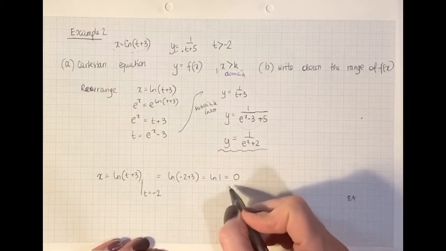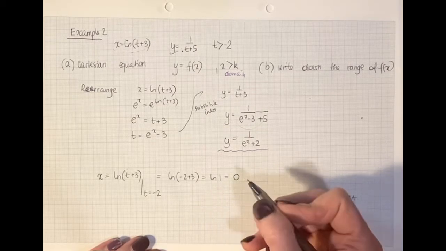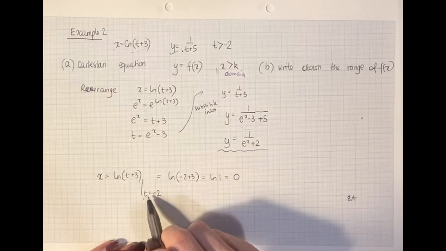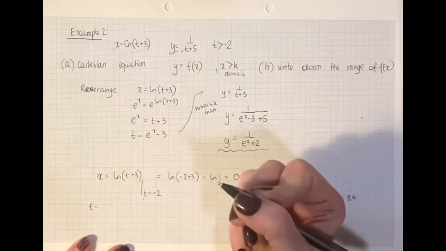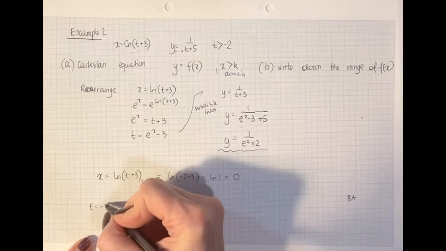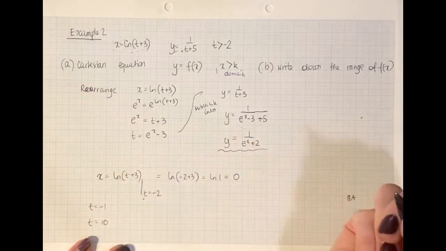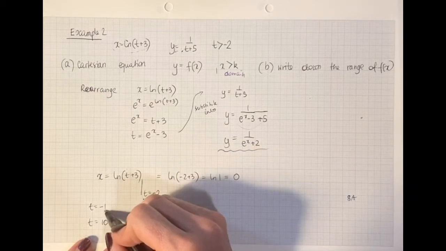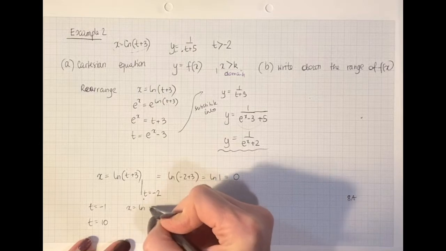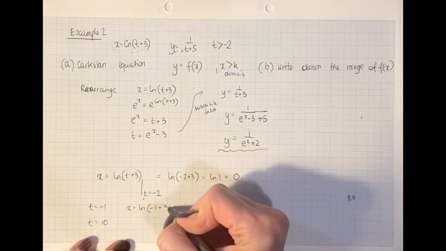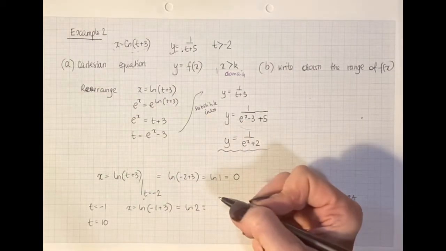But if you want to consider whether it's going to be greater or less than 0, try another value of t as long as it's greater than minus 2. So try t is equal to maybe minus 1, or t is equal to 10, for example, or 0. So if t is equal to minus 1, then x is going to be equal to ln of minus 1 plus 3, so ln 2. So let's have a look.